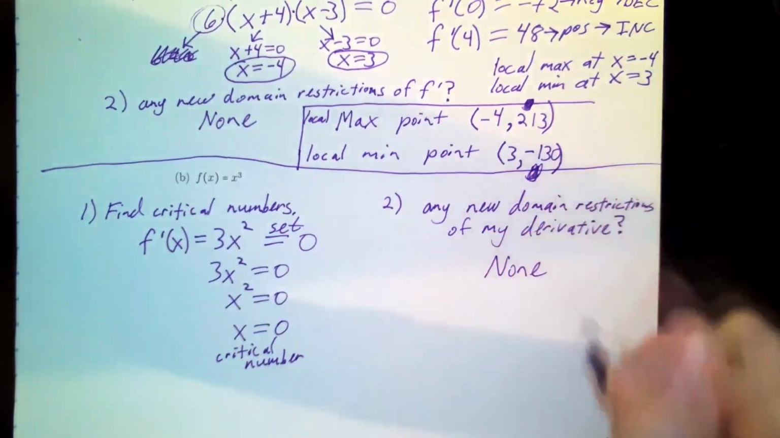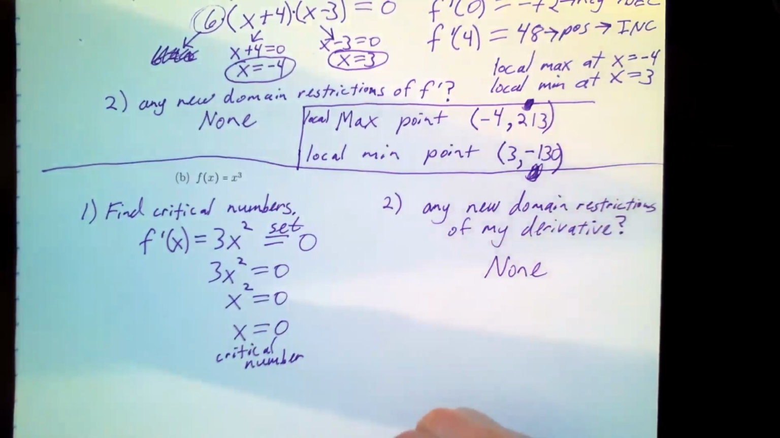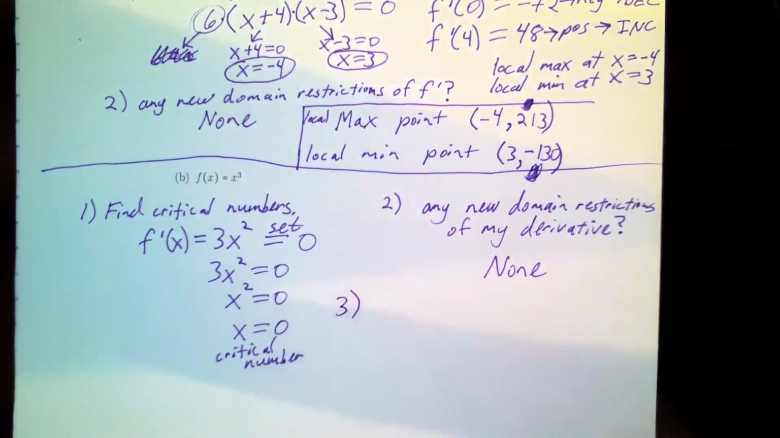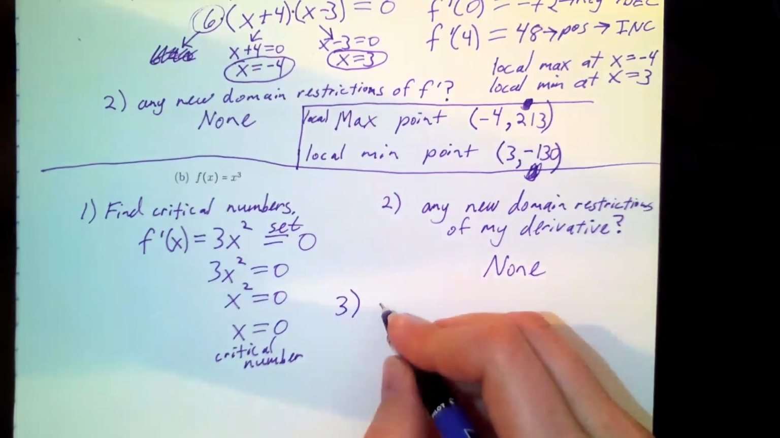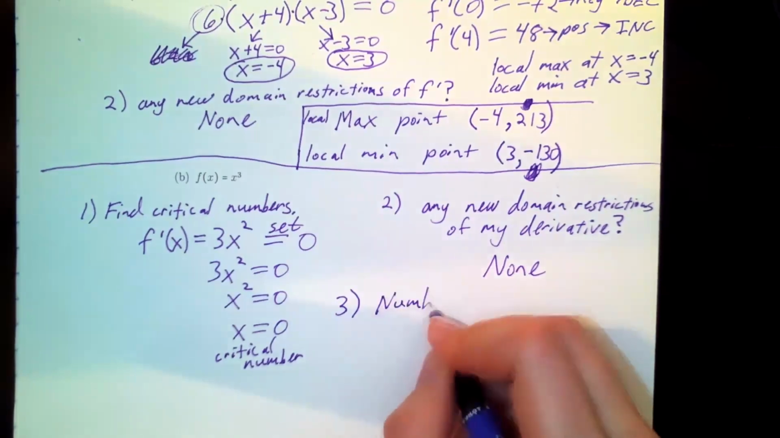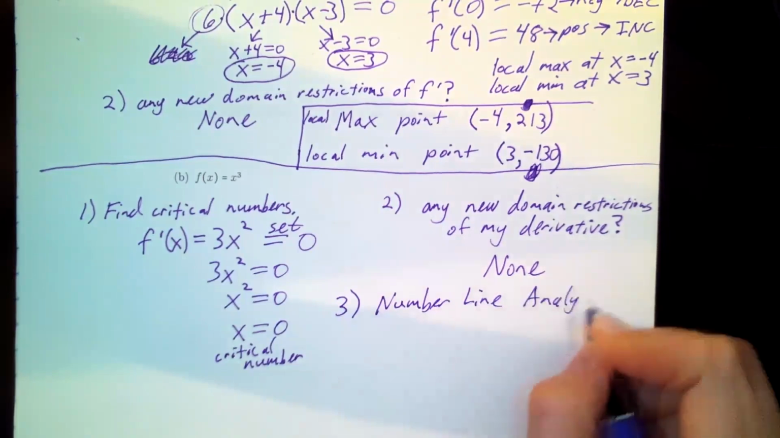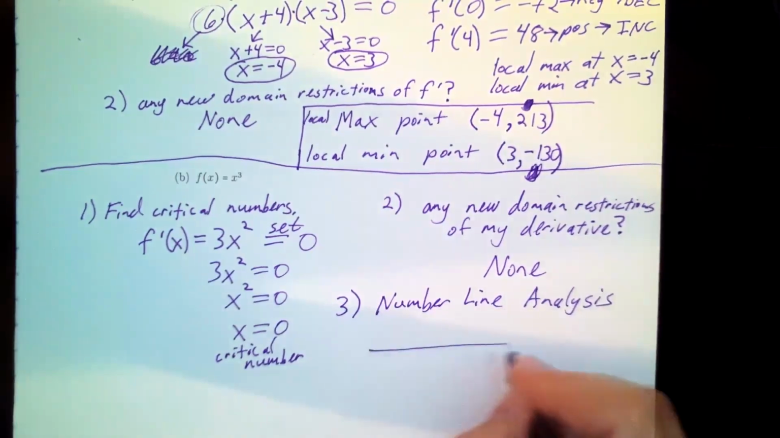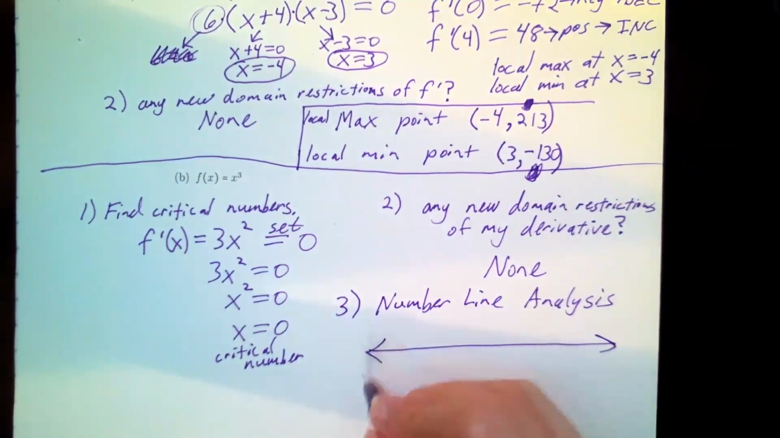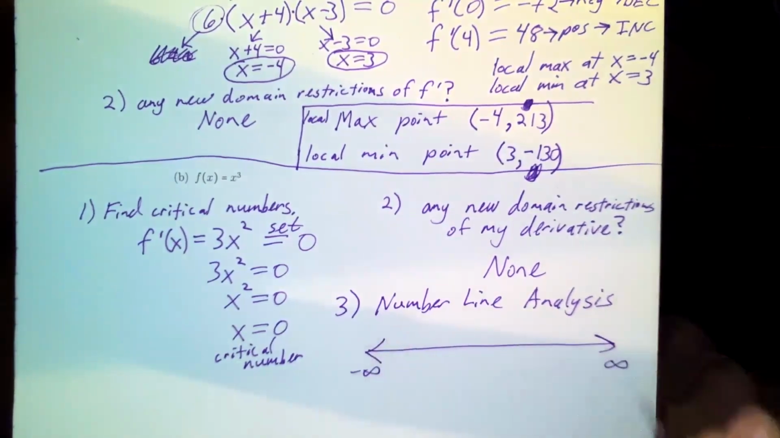The answer here is no, there are no new domain restrictions. And so we move on with life. So given that, you do a number line analysis. Once you have your critical numbers, you're going to test whether or not that critical number corresponds to a local max or min.